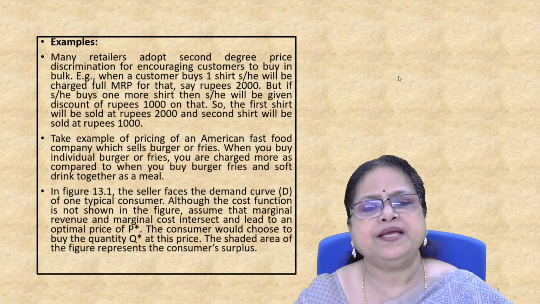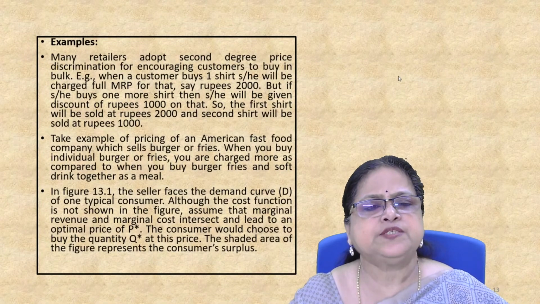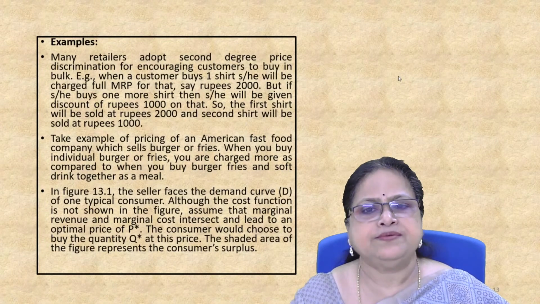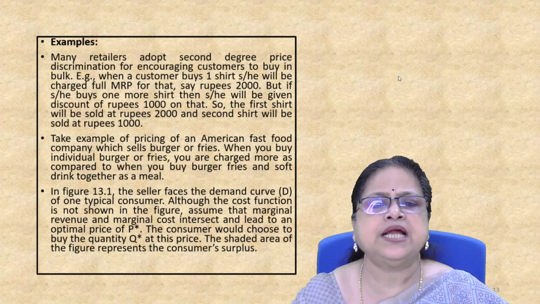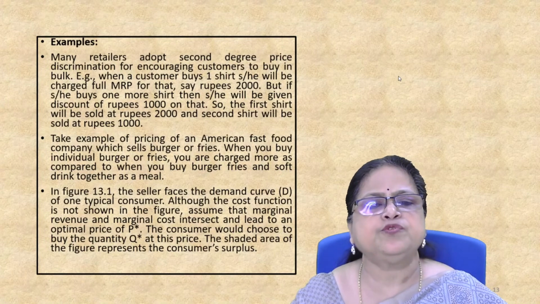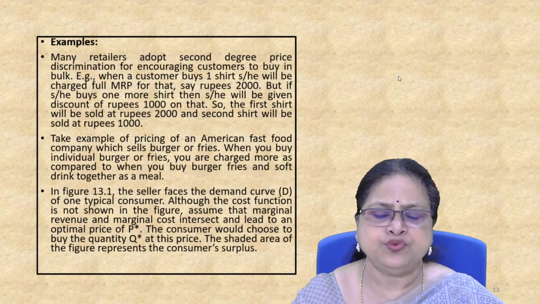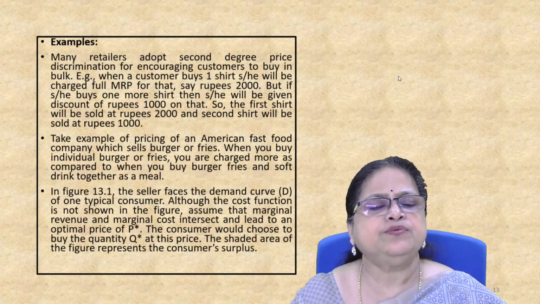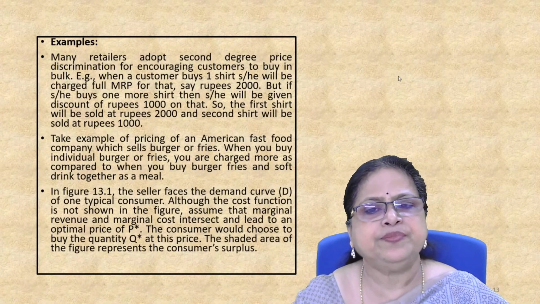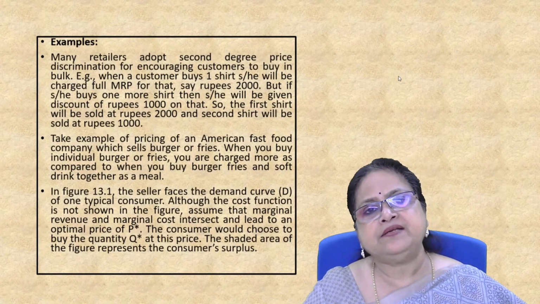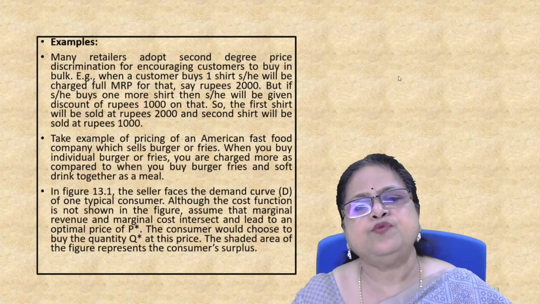For example, when a customer buys one shirt, he will be charged the full MRP, the maximum retail price, say 2000. But if he buys one more shirt, he will be given a discount of rupees 1000 on that. So the first shirt will be sold at rupees 2000, and the second shirt will be sold at rupees 1000. That means if you are paying 3000 rupees, you are getting one extra.